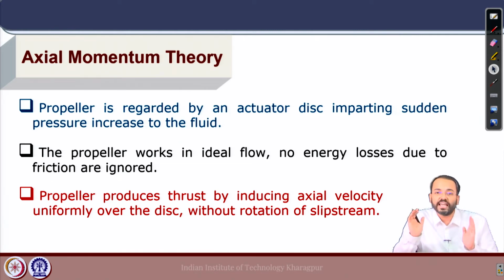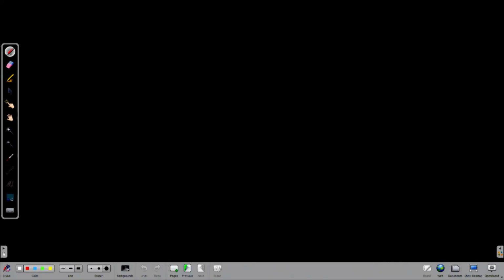Okay. As I have explained, this is a very simplistic theory, a very basic theory which explains the propeller action using some very basic fluid mechanics principles. The axial velocity that is induced because of that pressure jump is uniform over the entire disc, and there is no rotation. Next we will move on to the derivation of this axial momentum theory.